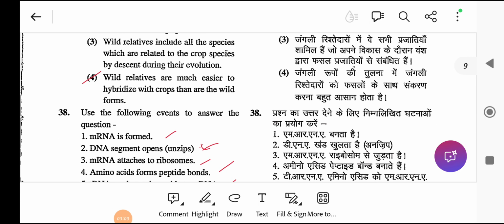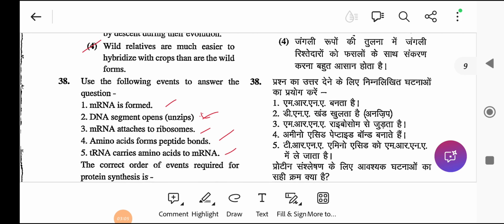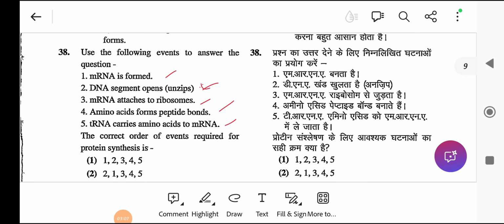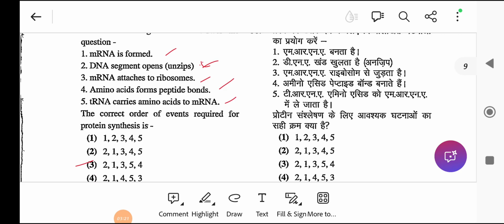Next question is, use the following events to answer the question. So what is the question? The correct order of events required for protein synthesis is. When you read the translation process fundamentals, you will find that first of all, the DNA segment will open up. Replication will occur, then transcription will occur, then translation will occur. So first of all, number 2 will be correct, which is the DNA segment will open up.